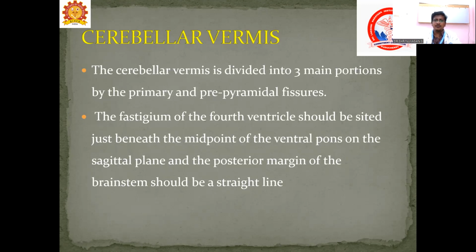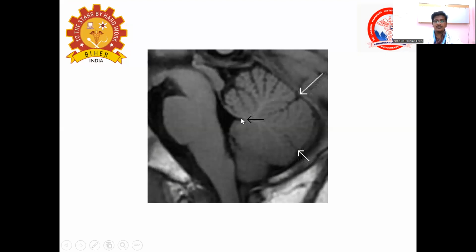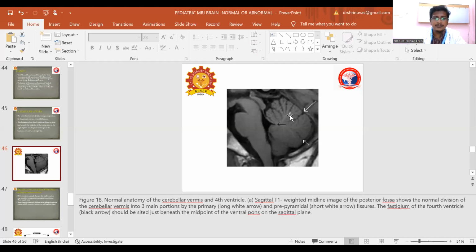The apex of the fourth ventricle should be situated just beneath the midpoint of the ventral pons on the sagittal plane, and the posterior margin of the brainstem should be a straight line. See the vestigium here, it should be pointed here, and you can see the pre-pyramidal fissure. This is the normal anatomy of the fourth ventricle, and you can see the midline, the three main portions, the primary and pre-pyramidal fissures, and the vestigium of the fourth ventricle beneath the midpoint of the ventral pons, which is seen classically on the sagittal plane.